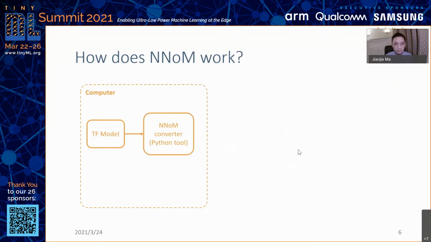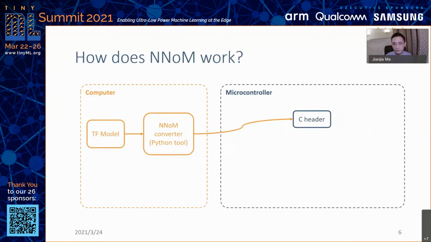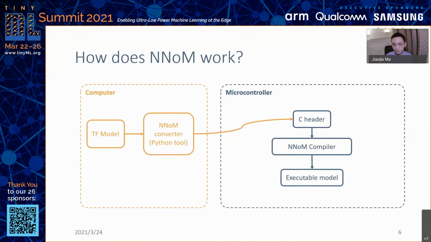So how does NNoM work? It's very similar to other frameworks. We first need to have a TensorFlow model, an already trained one, and then we use a converter to convert it to a form that NNoM can recognize, which is a C header. Then we use a compiler to convert the model to an executable model. Once we have this model, we can input real-time sensor data and get whatever output we want, such as classification or regressions.